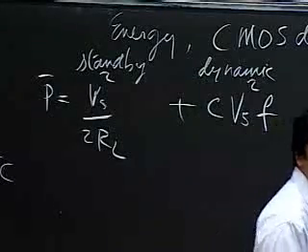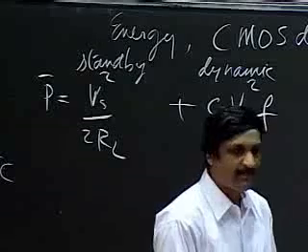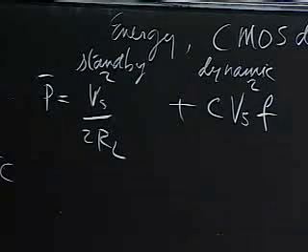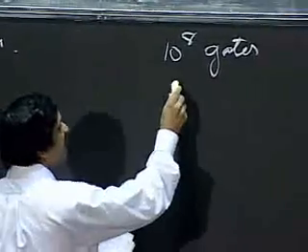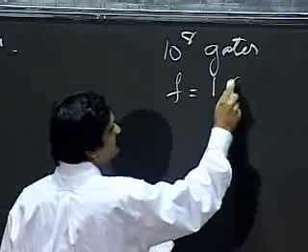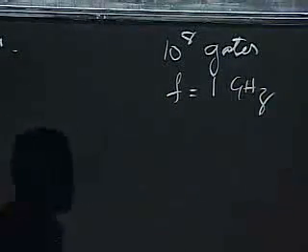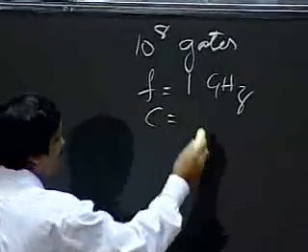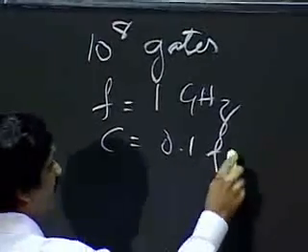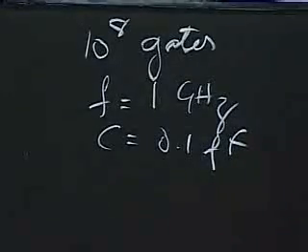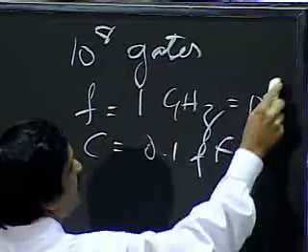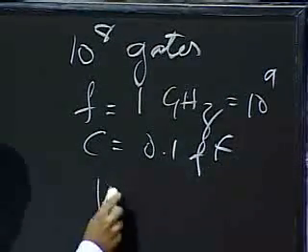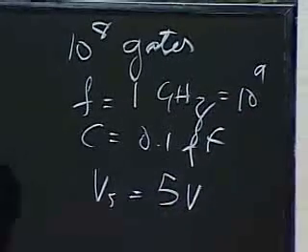What I also said is that I give you a bunch of numbers so you could compute the power consumption of a chip that included 10 to the 8 gates, 100 million gates, at a frequency of 1 gigahertz, and a bunch of other numbers. C was given to be 0.1 femtofarads. Femto is 10 to the minus 15. So F was 10 to the 9. Vs of 5 volts.